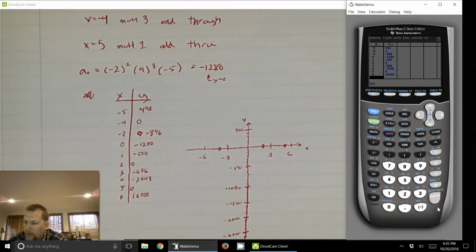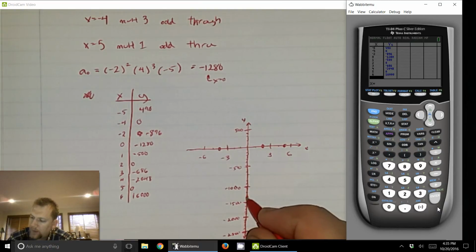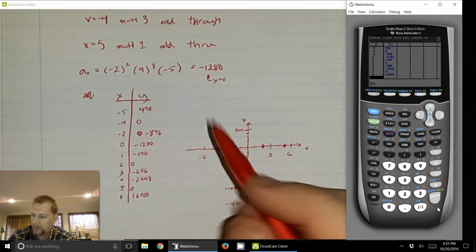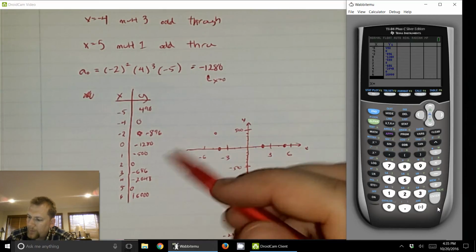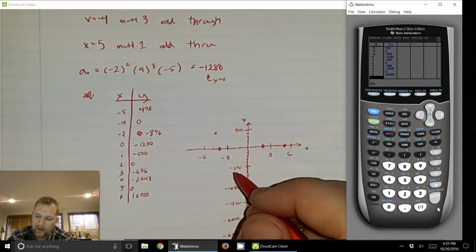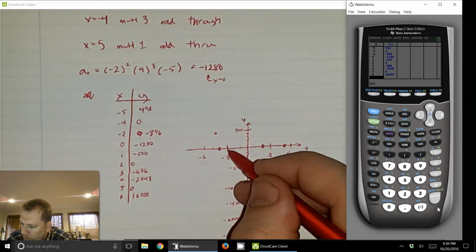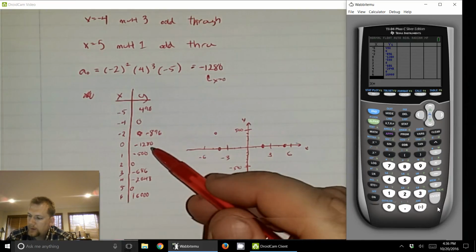Now our y-intercept is at negative 1280. So that's about, so there's negative 1100, 1200, 1300. So it's roughly right there. Okay. Now let's just start at the beginning of the table. Negative 5, 490. So that's almost right up at the 500. Negative 4, 0. Negative 2, 896. That's basically negative 900. So that'll be one tick mark below 1,000. So that's at negative 2. Then we did our y-intercept.